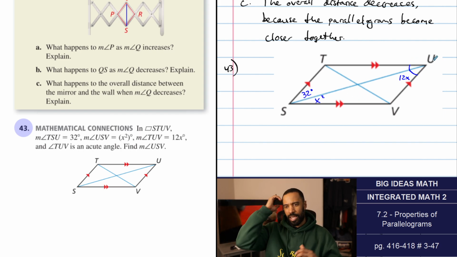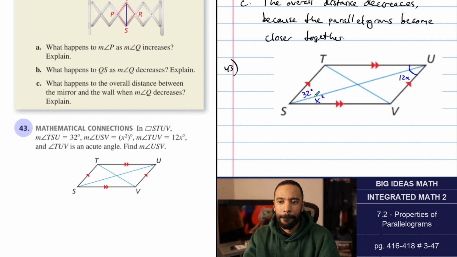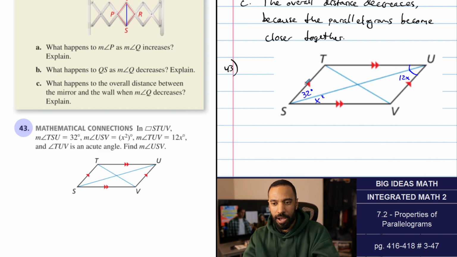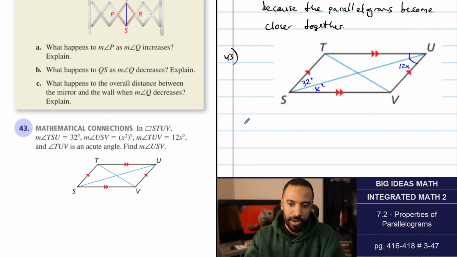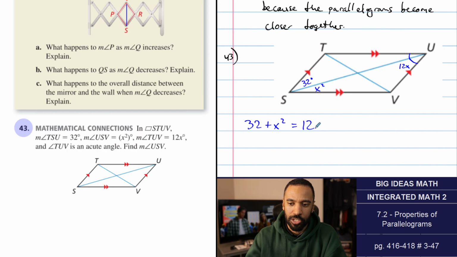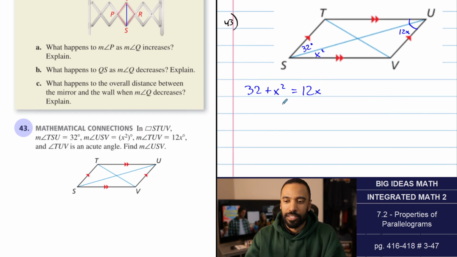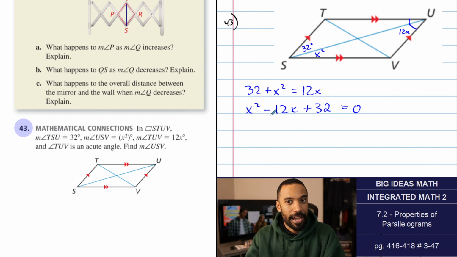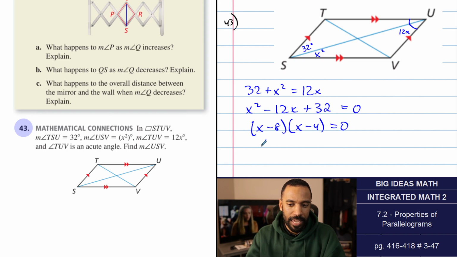So we've got to solve for x, basically, right? Opposite angles of a parallelogram are congruent, so this entire angle is congruent to that entire angle. This is the angle addition postulate. We can add 32 and x squared together: 32 plus x squared equals 12x. Now I'd like to subtract the 12x to this side and write this in standard form. This goes back to some algebra. This is factorable: x minus 8 times x minus 4 equals 0, and by the zero product property, x equals 8 or x equals 4.